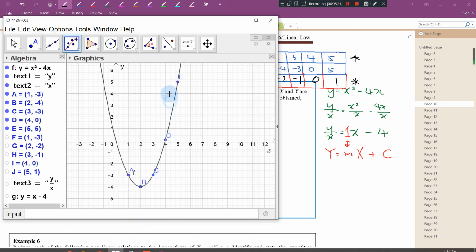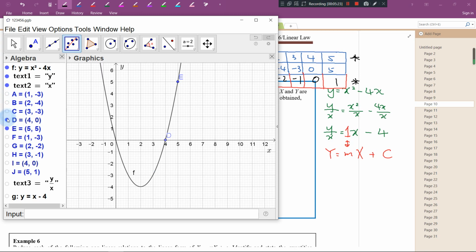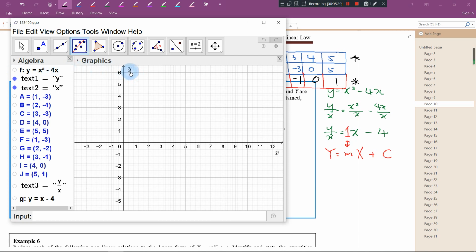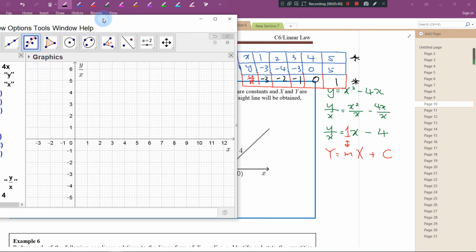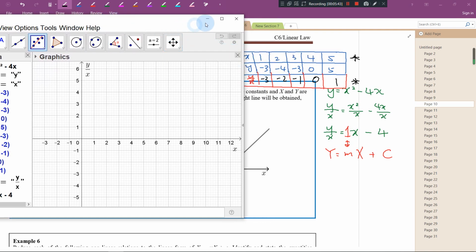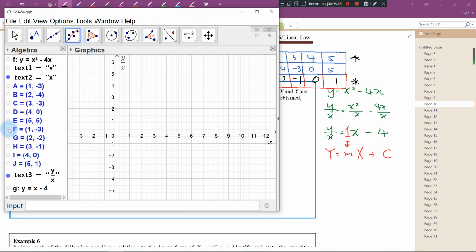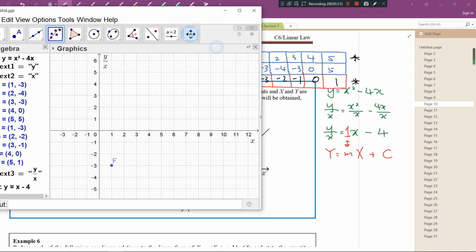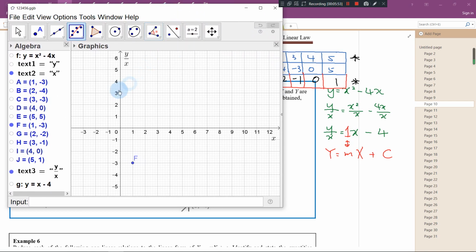Let me plot the graph and connect all the points together, and see what graph we get. Now I want y over x against x. I need to plot the points first. The first point is 1, negative 3. The second point is 2, negative 2. Correct or not? Okay, correct. And then 3, negative 1.